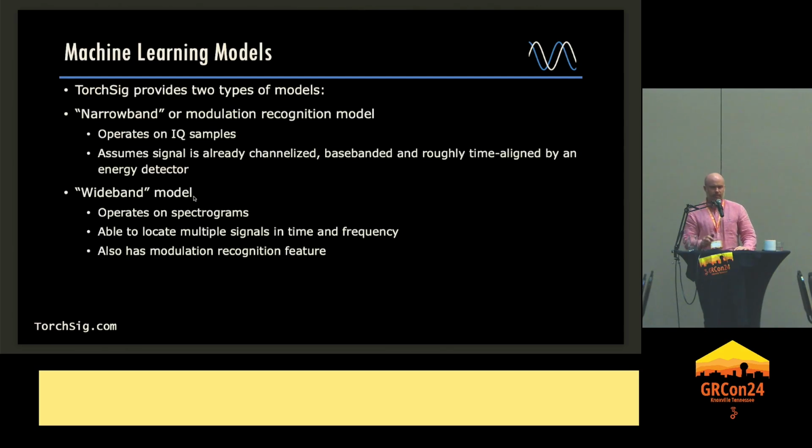I said we've got some machine learning models. We've got narrowband and wideband. Narrowband, you can think about as if it's been channelized already. So it's at complex baseband, it's resampled, and it's as if it's been time-aligned, put through an energy detector. And then we've got a wideband model, which operates on spectrograms, so you can look at signals in time and frequency.